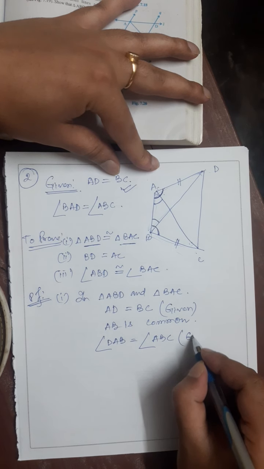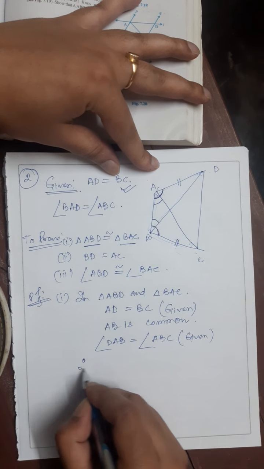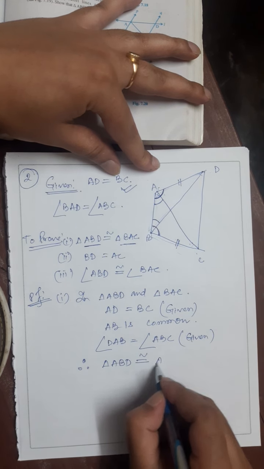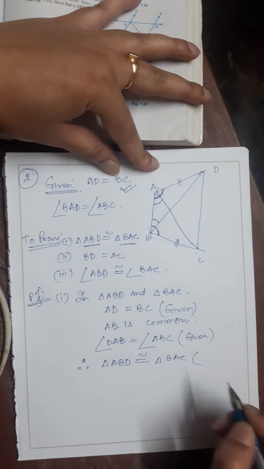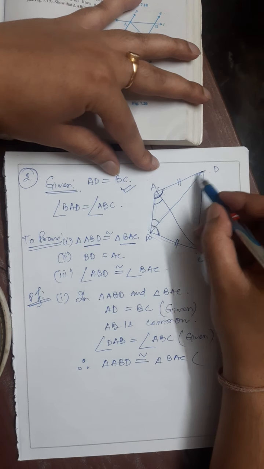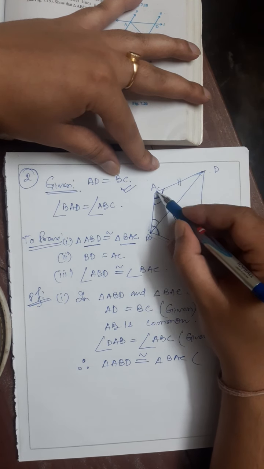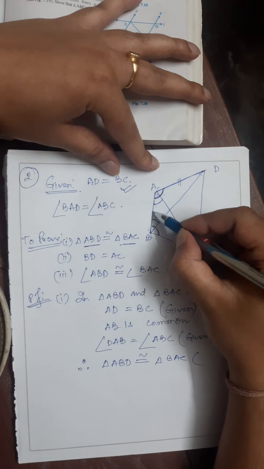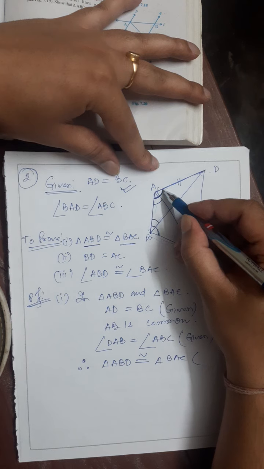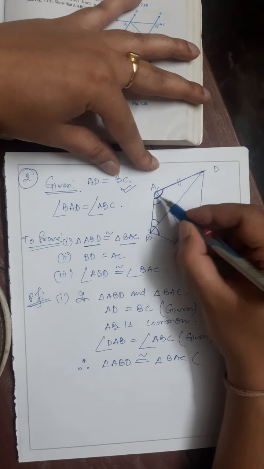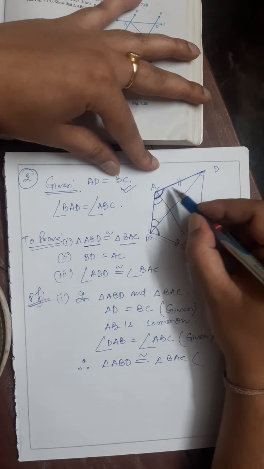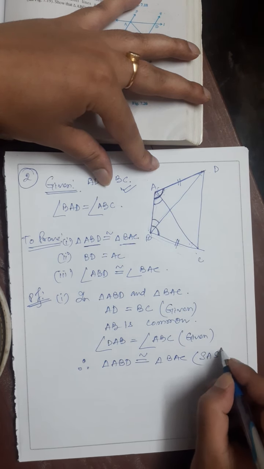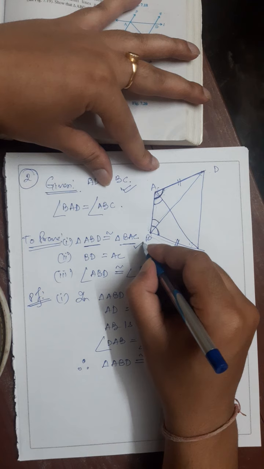This is also given. So therefore triangle ABD is congruent to triangle BAC by which criteria? Again, you have to take any one triangle. See, in this triangle AD was considered, AB we have taken, and this angle is taken. So between two sides an angle is taken. So this is side, angle, side, SAS. First proof is over.